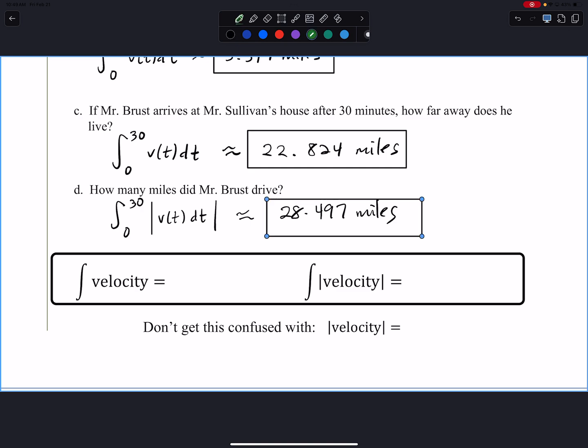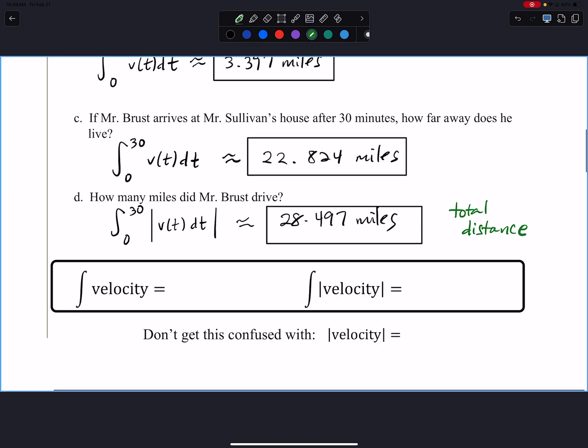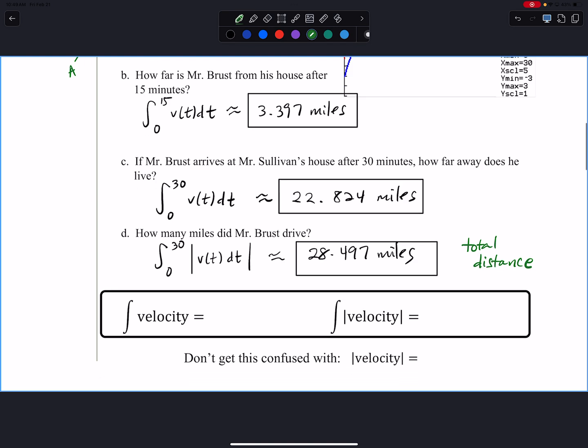So just make a note that this means total distance. Okay? So if you don't put absolute value, this just means from point A to point B, like if it's just a straight shot. This means displacement.